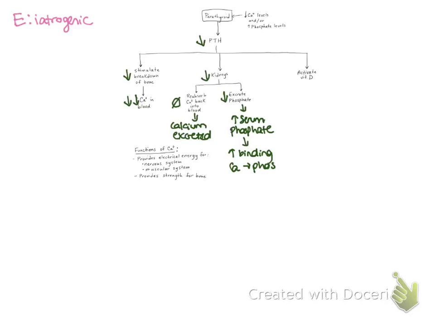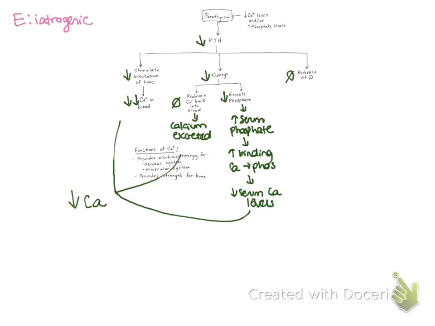Phosphate binds to calcium. So now there's more phosphate to bind to calcium, which is then going to decrease our serum calcium levels even more. So all of these reasons are going to result in decreased calcium. And then in addition, PTH would normally activate vitamin D, and that normally happens in the kidneys, and vitamin D is needed to absorb calcium in the small intestine. So we don't have activation of vitamin D. So we have all these things contributing to a low calcium.